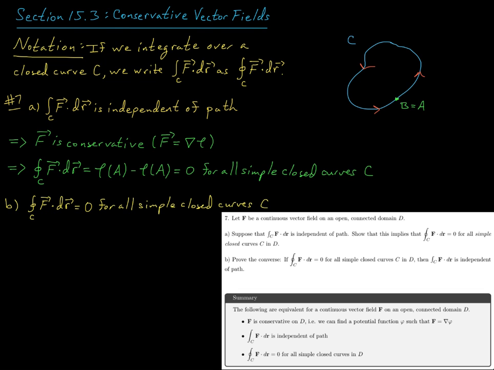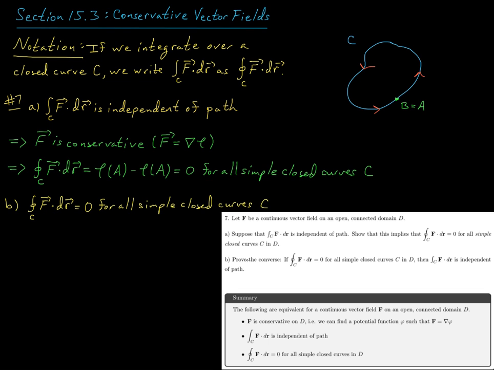But see, if it's closed, then the initial and terminal points coincide, right? B is equal to A. So evaluating the potential at the terminal and initial points, you're just going to get the same value there, right? You're just evaluating phi at this point A. And so that difference will equal 0 for any simple closed curve. All right, so that does it for part A.